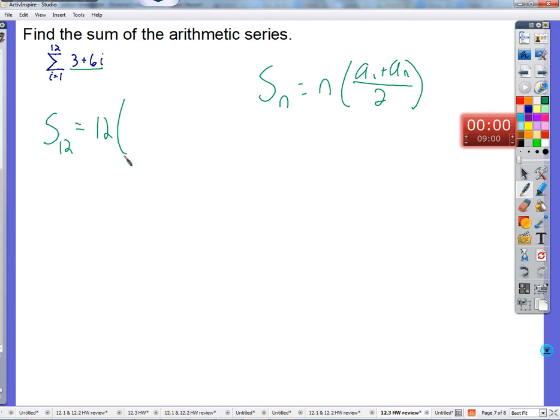What's the first term in this sequence? 9. It's 9? Yeah, because we put in 1 there, we get the first term is 9. Plus, what's the last term in this sequence? 72. 72, 12 times 6 is? 75. 72, so it's 375. Over 2. 2 cancels with 12. 6. 6 times 84.